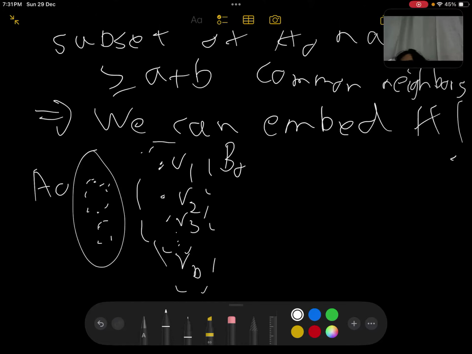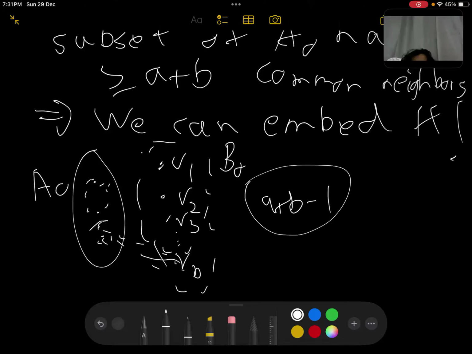But again, once we are finding VB, we already have an A plus B minus 1 size graph that we have constructed. We look at the neighbors of VB. We look at the common neighbors of NVB. And NVB has at least A plus B common neighbors. But so far, we only have A plus B minus 1 vertices. So there exists a common neighbor vertex that's outside of these two sets.